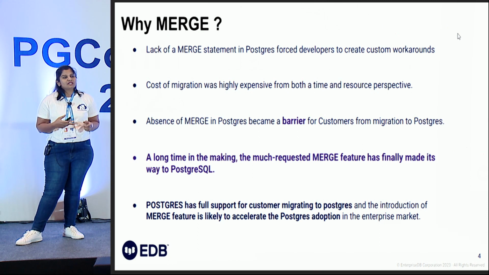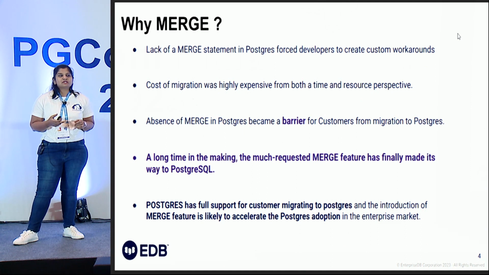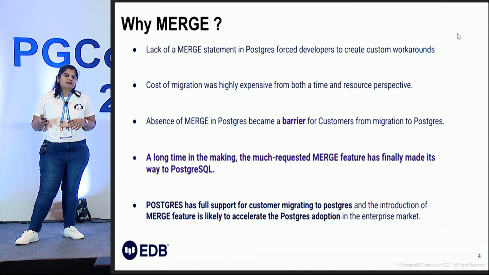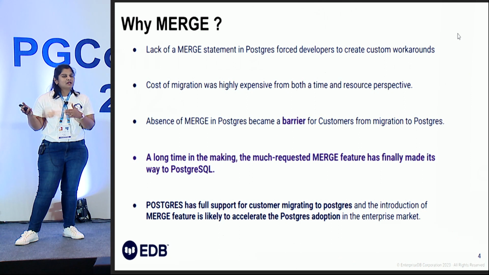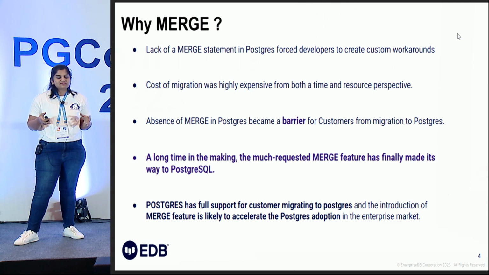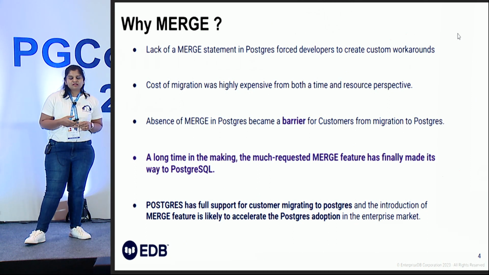And we regularly see applications where merge statements occur in the range of 10 to 20. However, there are applications where merge occurs in a count of 100. So now you can imagine the cost of migrating such code. That is 2 days of code migration multiplied by hundreds of statements. So this was the scenario before merge came into Postgres. Also, the absence of the merge command became a barrier for customers migrating to Postgres.